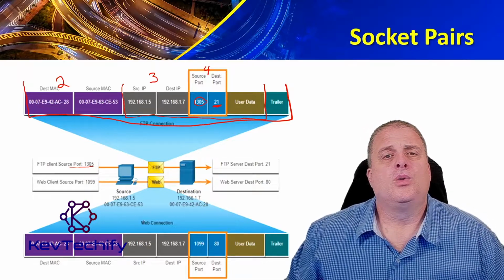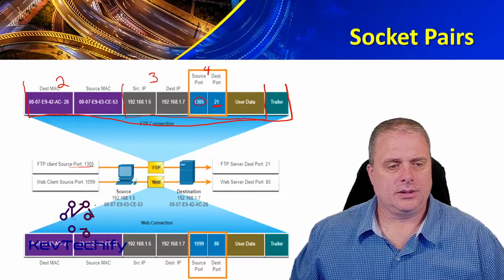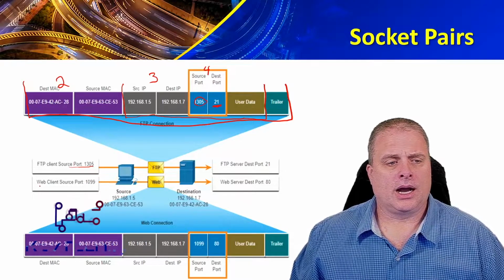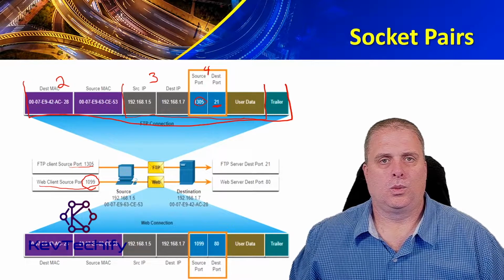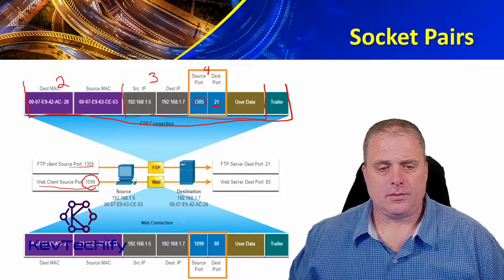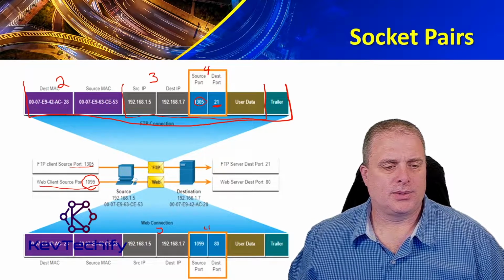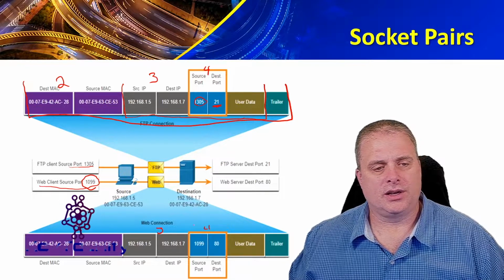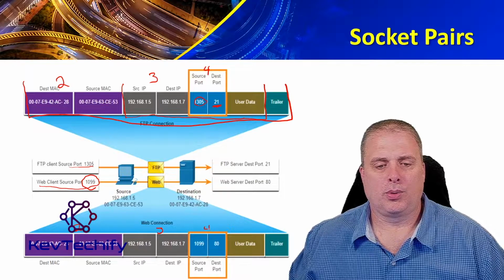Down on the bottom, we have a web request. It comes from the source port of 1099. We build our layer 4 segment, we build our layer 3 packet, we encapsulate it and get our layer 2 frame, and we send it across the network. We are destined for port 80.